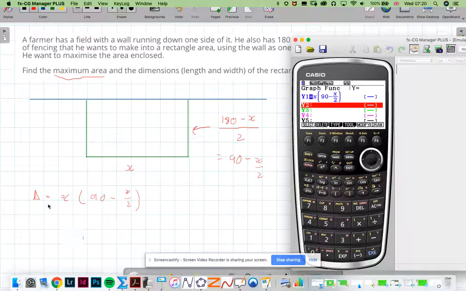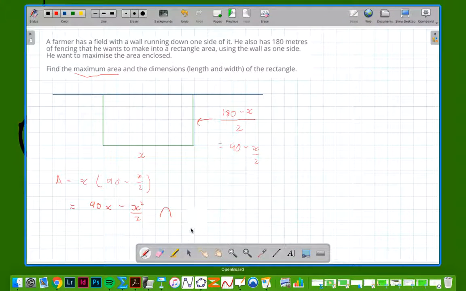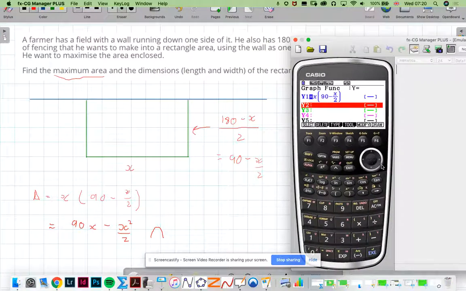Now I know it's a quadratic equation, and what's more, I know that this x squared, if I was to expand it, let's just expand it a minute, 90x minus, because there's a minus x squared, it's going to be a nice N shape like that on my quadratic. So I know it's going to give a maximum. So it's all typed in. I'm ready to draw it.